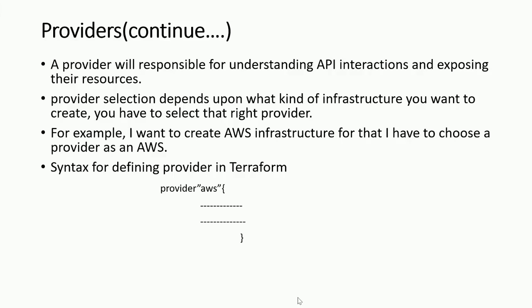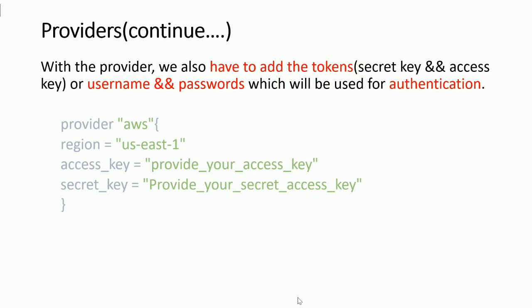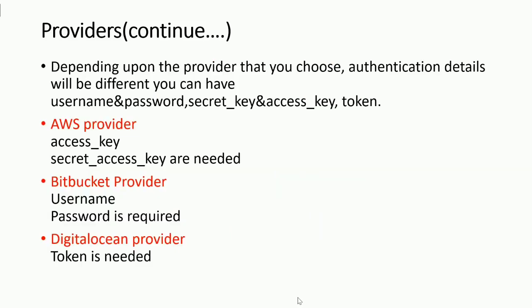Below is the syntax for defining the provider in the Terraform configuration file. Here, along with the provider name, you have to define the authentication details as well. In our case, we are using the provider AWS. So AWS requires an access key and secret key. By using this access key and secret key, Terraform will interact with the AWS provider. Depending upon the provider that you choose, authentication details will be different.